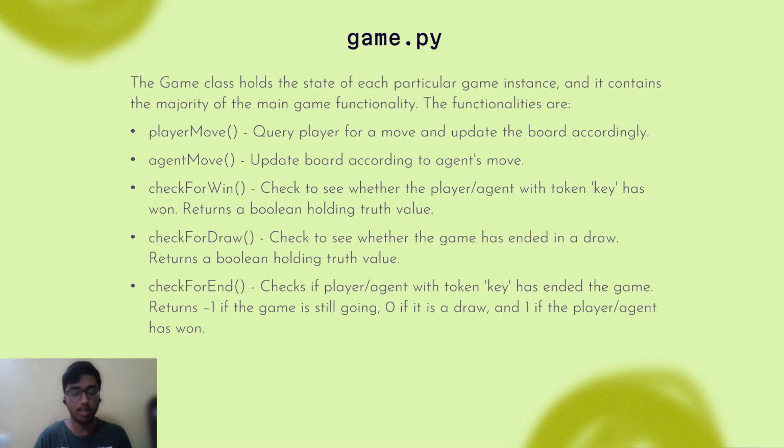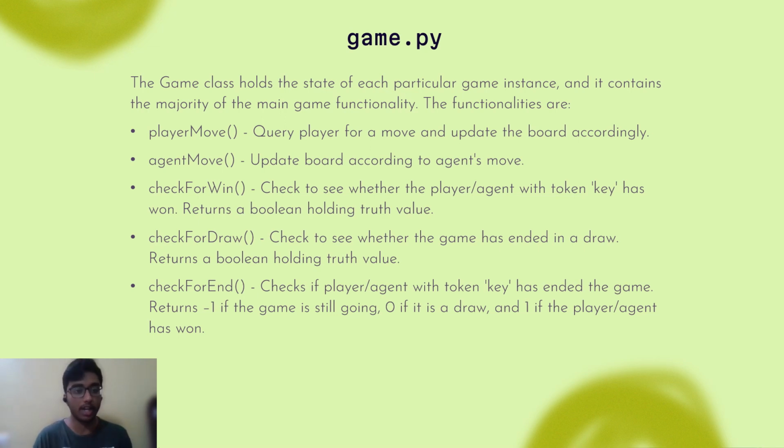Then the next function is check for draw. What this does is it basically checks every cell of the board, and if there is any cell free, it returns false, saying it's not a draw yet. Otherwise, it returns true, which is if every cell has been occupied by either x or 0, it returns true.